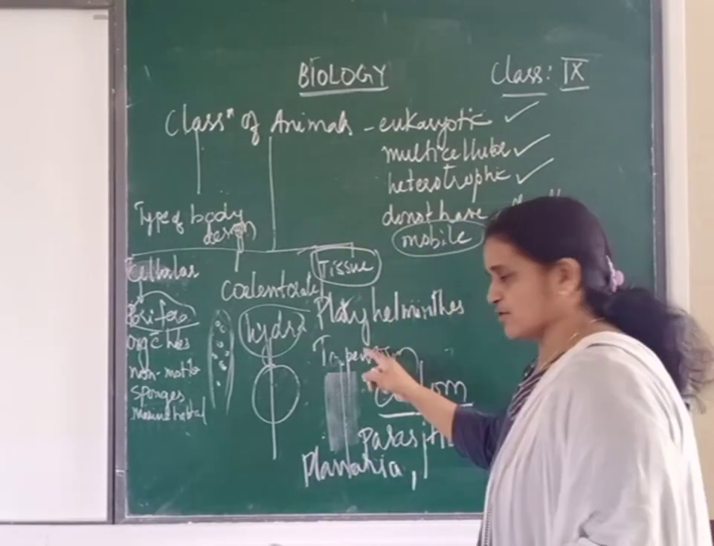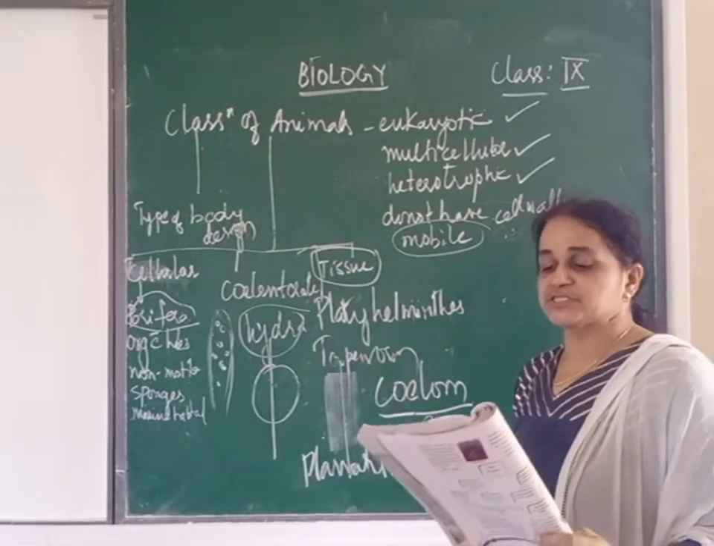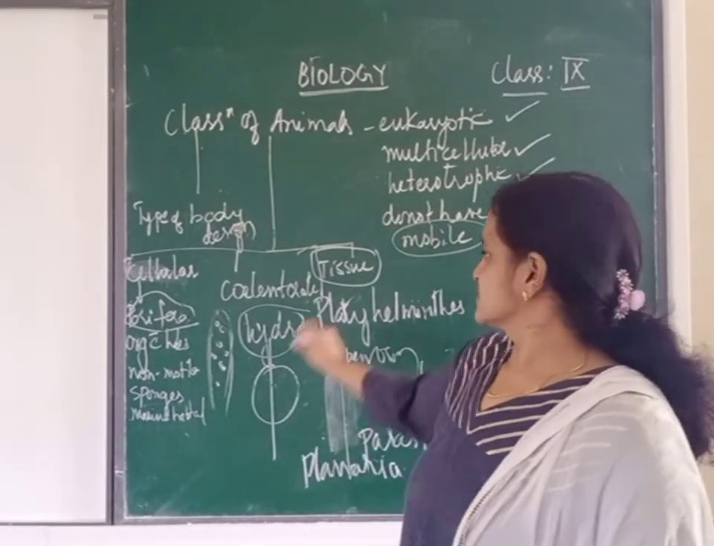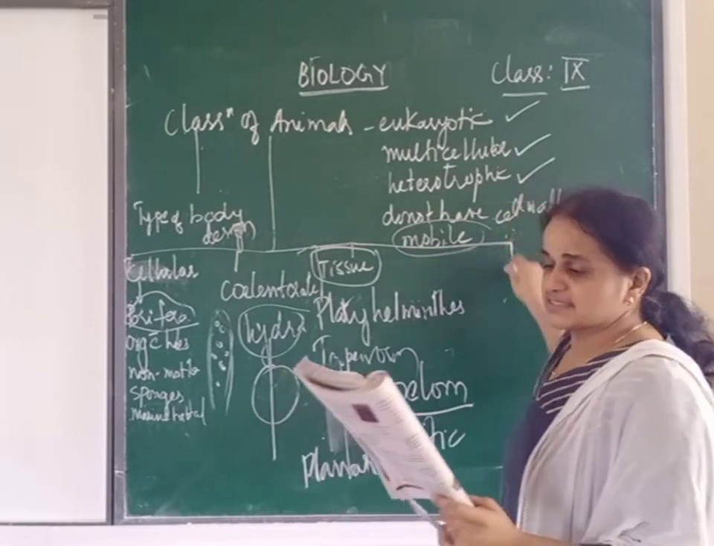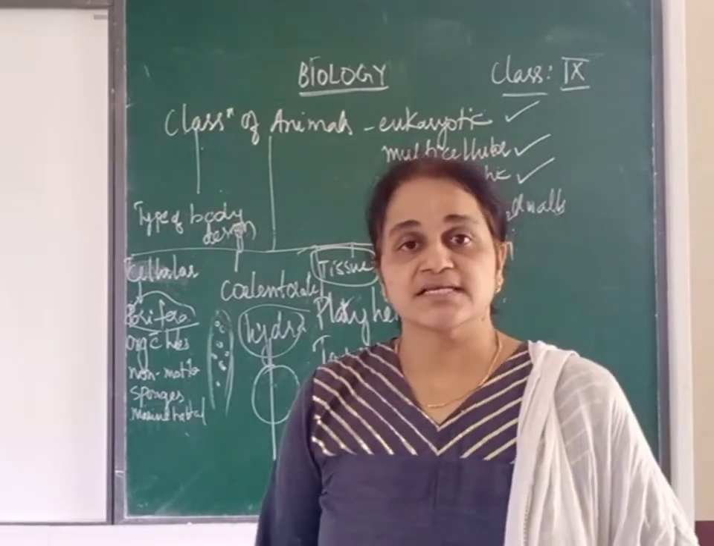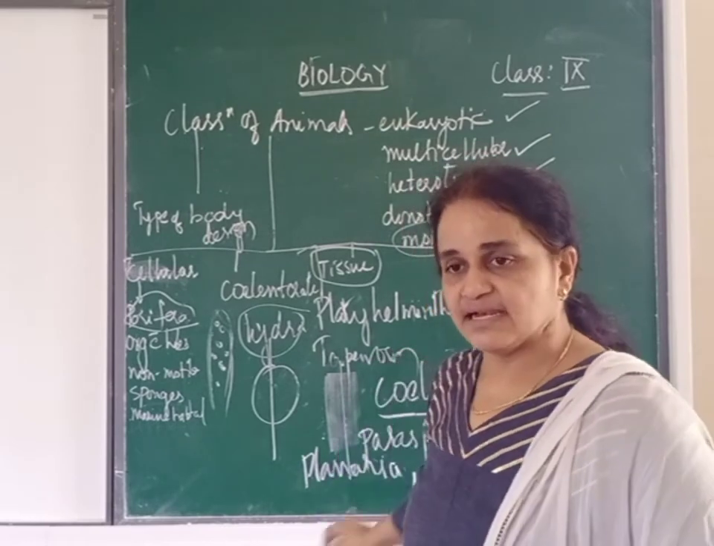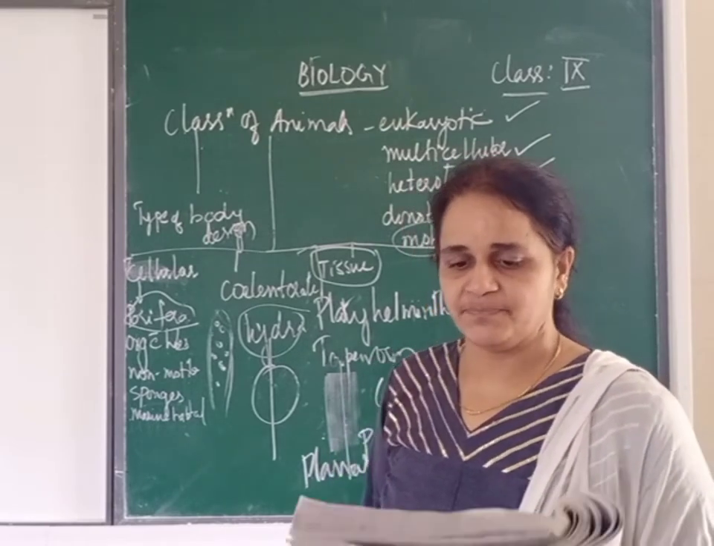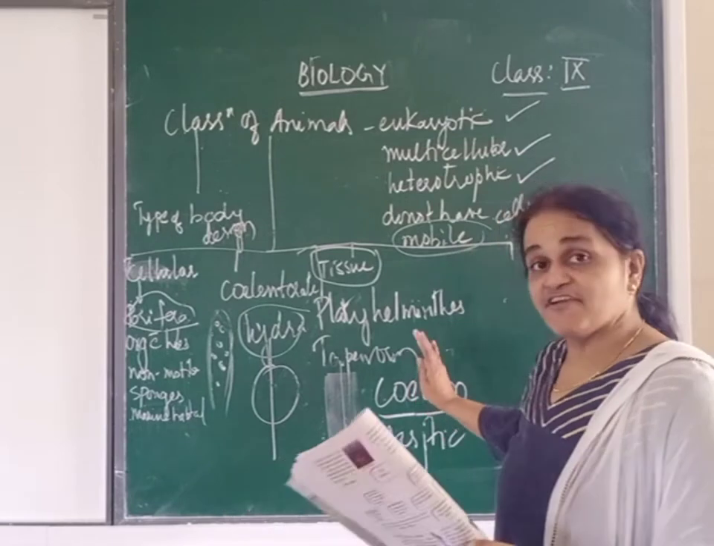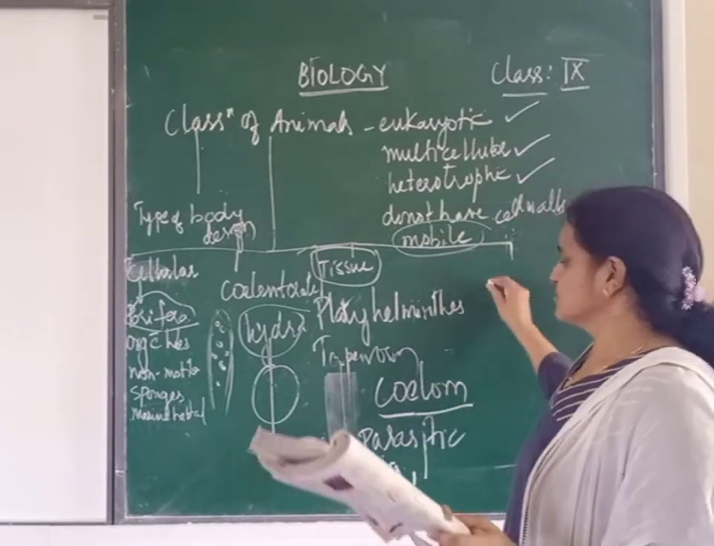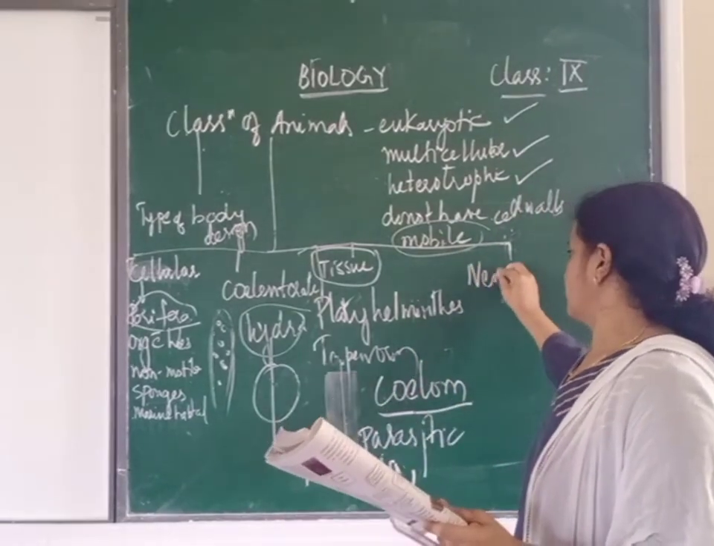Then tapeworms, I already told one example. Tapeworms, liver fluke. So these are the examples of platyhelminths. Next is nematoda. Nematoda is roundworm. Platyhelminths, it was tapeworm, or it was also called flatworms. Now we will move towards nematoda.